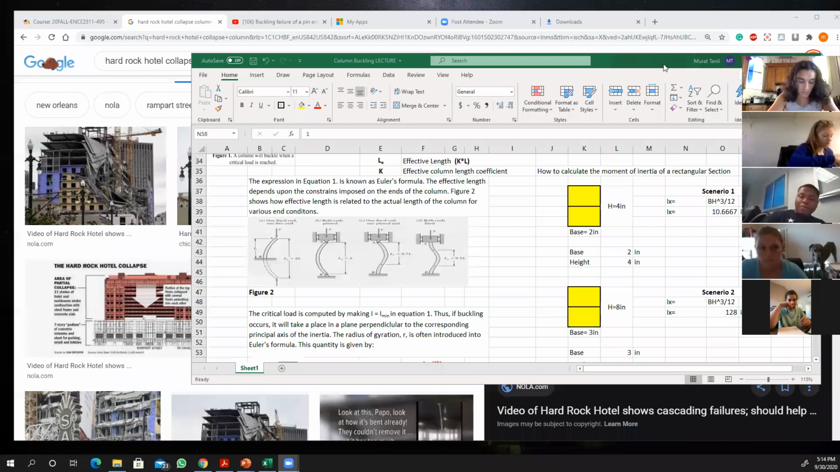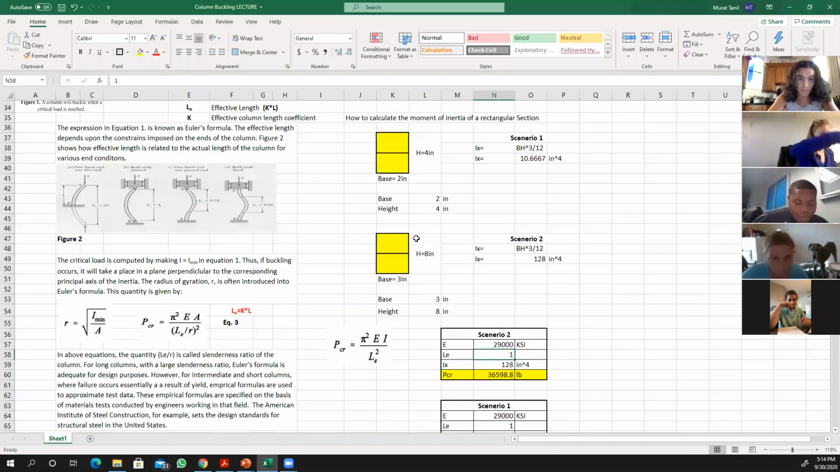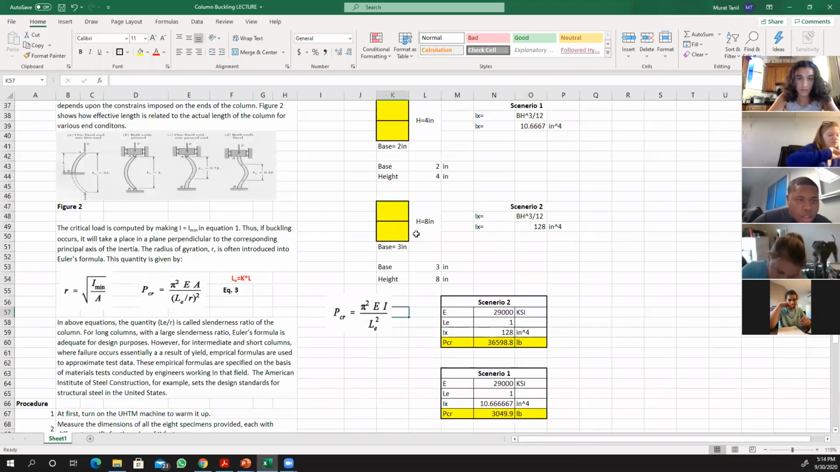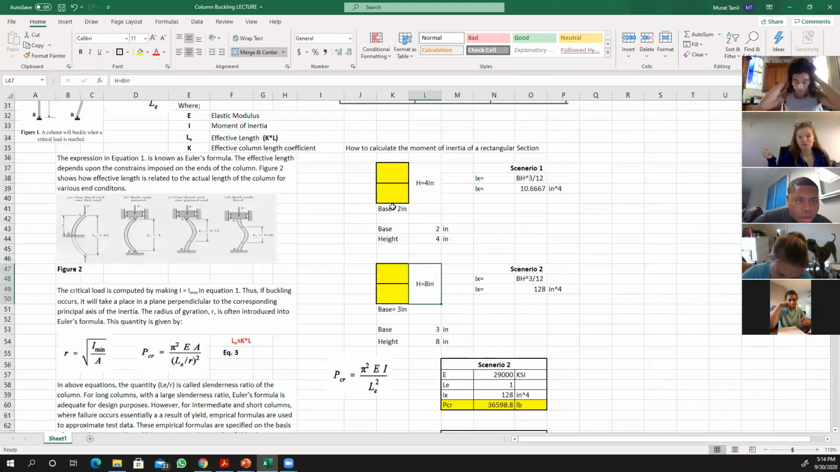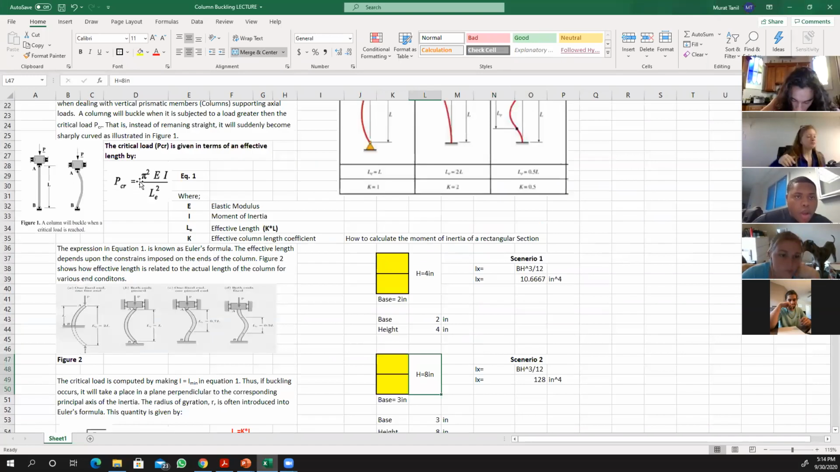Okay, so we learned how important the moment of inertia is, right? If you play with the cross-sectional diameter, or the height and the base if it's a rectangular section, we can increase and decrease the moment of inertia, which will indirectly affect the overall critical load.